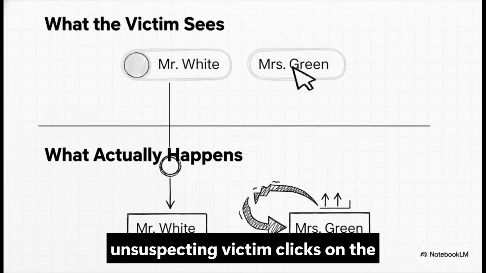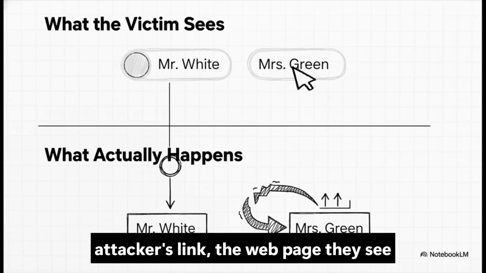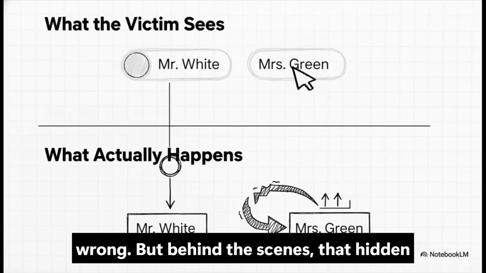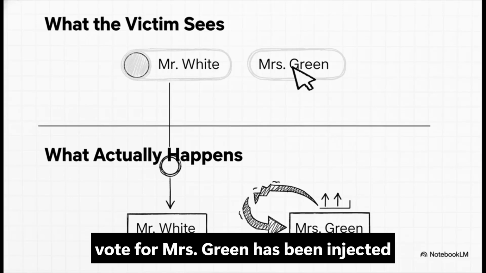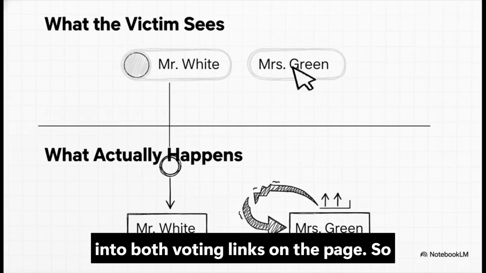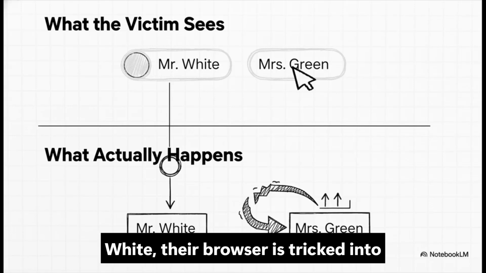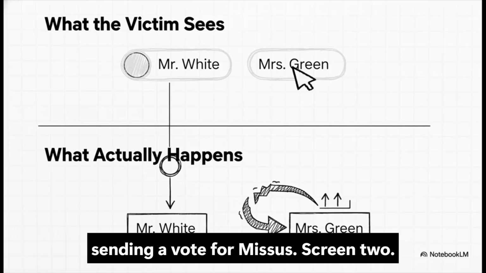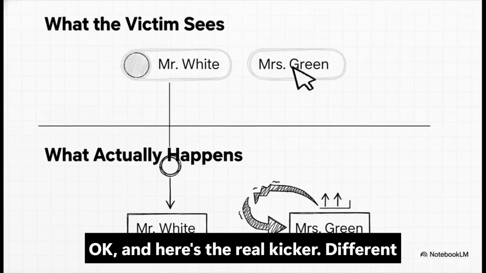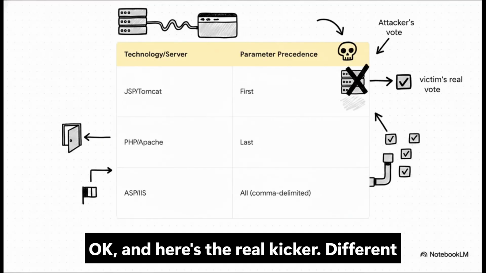Now, here's the sneaky part. When an unsuspecting victim clicks on the attacker's link, the web page they see looks completely normal. Nothing seems wrong. But behind the scenes, that hidden vote for Mrs. Green has been injected into both voting links on the page. So even if the victim clicks vote for Mr. White, their browser is tricked into sending a vote for Mrs. Green, too. Okay, and here's the real kicker.